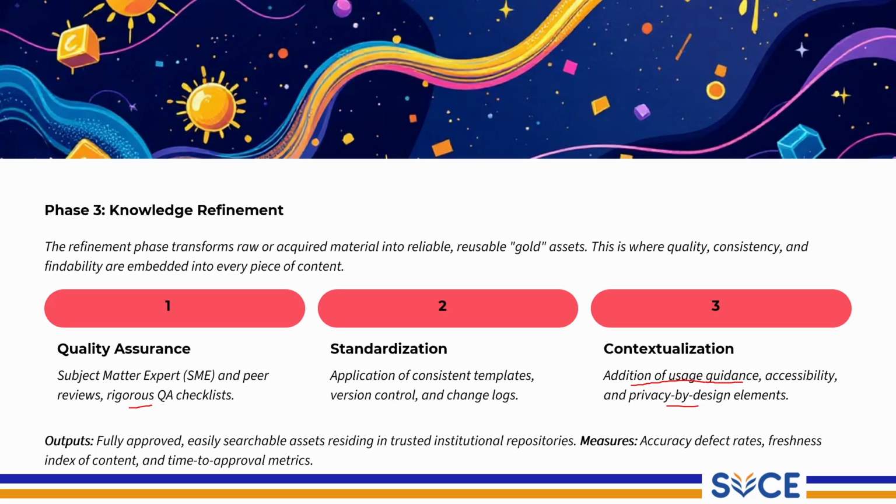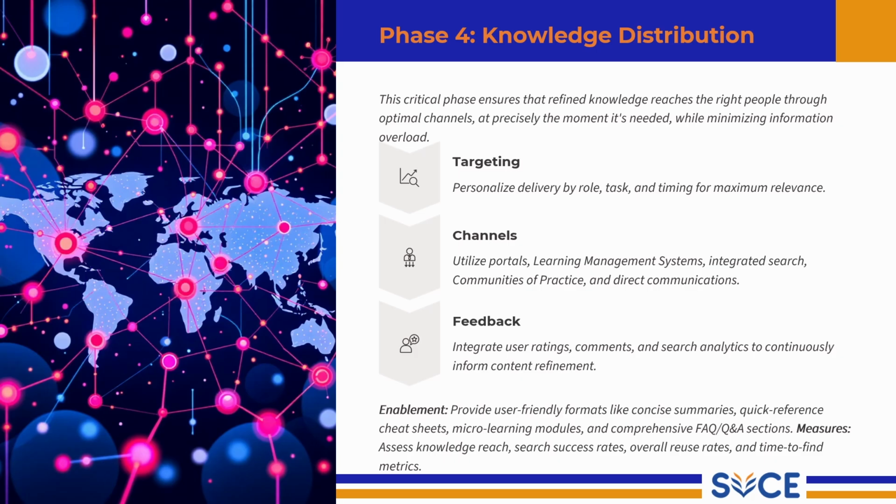In the next slide, we are going to see the knowledge distribution. Here the critical phase ensures the refined knowledge reaches the right people through the optimal channels at precisely the moment it's needed while minimizing the information overload. Here we have targeting, channels, feedback. So targeting is personalized delivery by role, task and timing for maximum relevance. For example, a manager may get a dashboard summary while a technical team member might get detailed reports. So the delivery is customized.